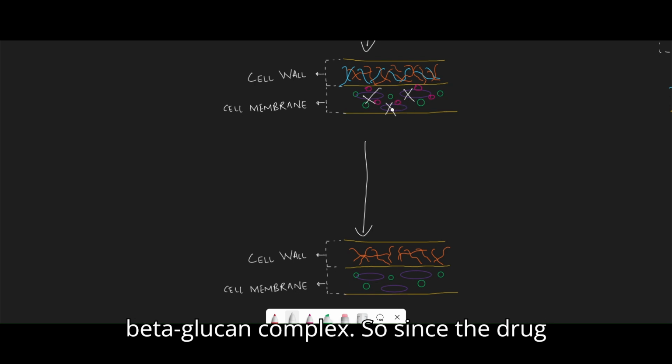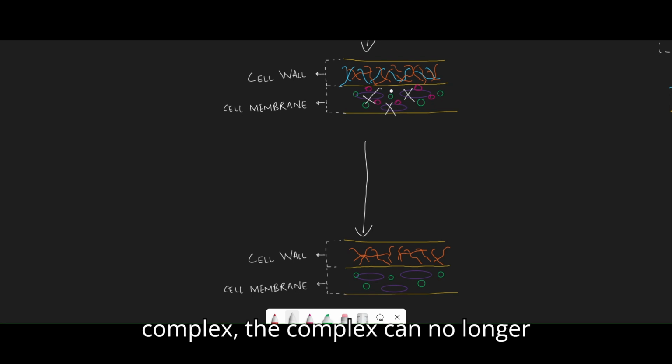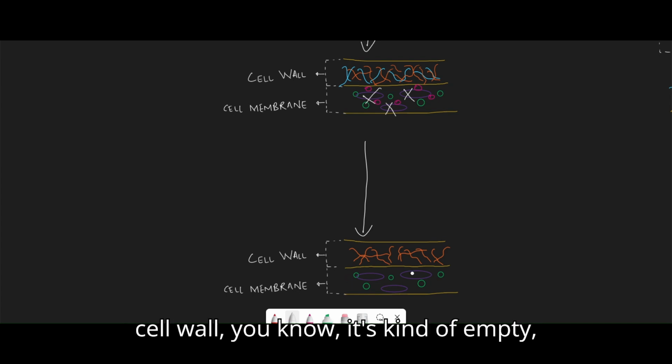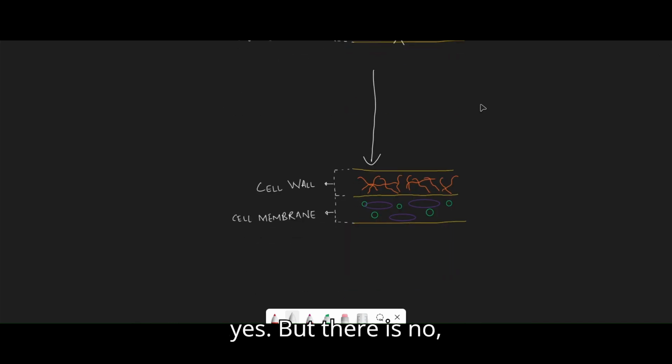Since the drug which we just took in, which belongs to the class of echinocandin, blocks this complex, the complex can no longer produce the beta glucan. Therefore, the cell wall is kind of empty. Not empty as such. It does have chitin, yes, but there is no beta glucan.